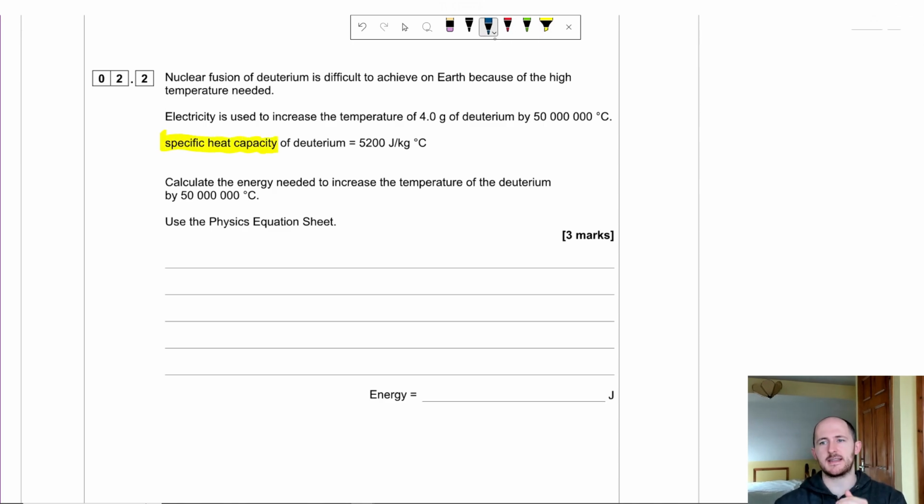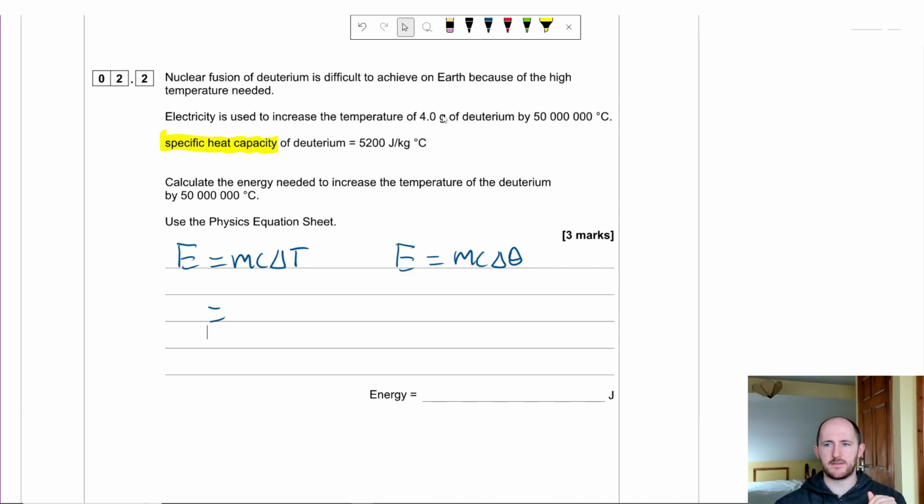So which equation has mass, temperature, and specific heat capacity in it? That is the classic E equals mc delta T, or E equals mc delta theta. It doesn't actually make a difference. Depending on your exam board, I know this is an AQA video, they might use T or theta, but it's the same thing. And then we just need to sub it in.